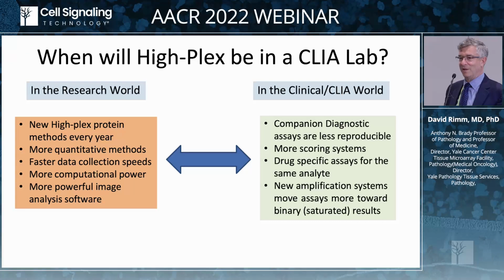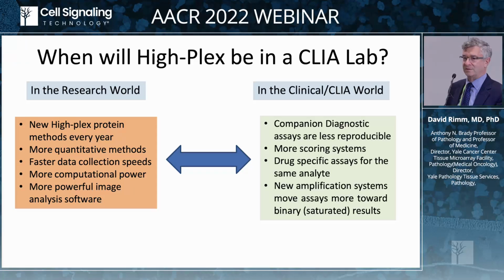But interestingly, while all this progress is going on in the research world, in the clinical world, we're going backwards. We're seeing FDA approval of assays that are single antibody assays, IHCs with single antibodies, and they're not reproducible. So instead of bringing this to this, we're going in opposite directions, which is why I'm concerned. It's not a scientific barrier; it's a political barrier to getting more quantitative work into the CLIA lab.